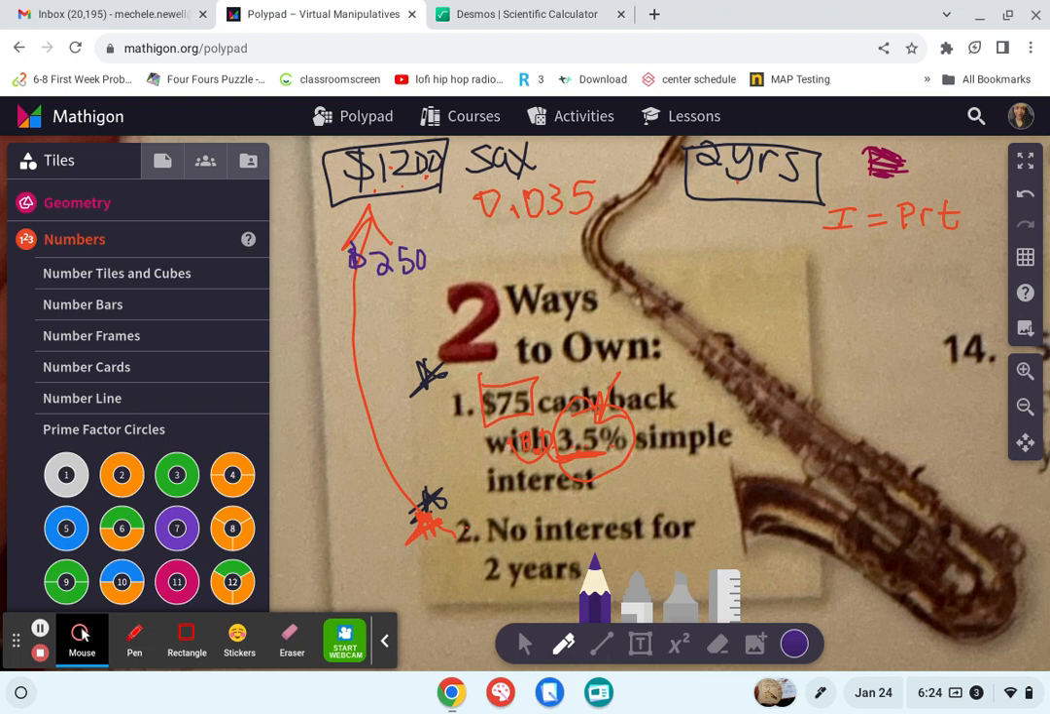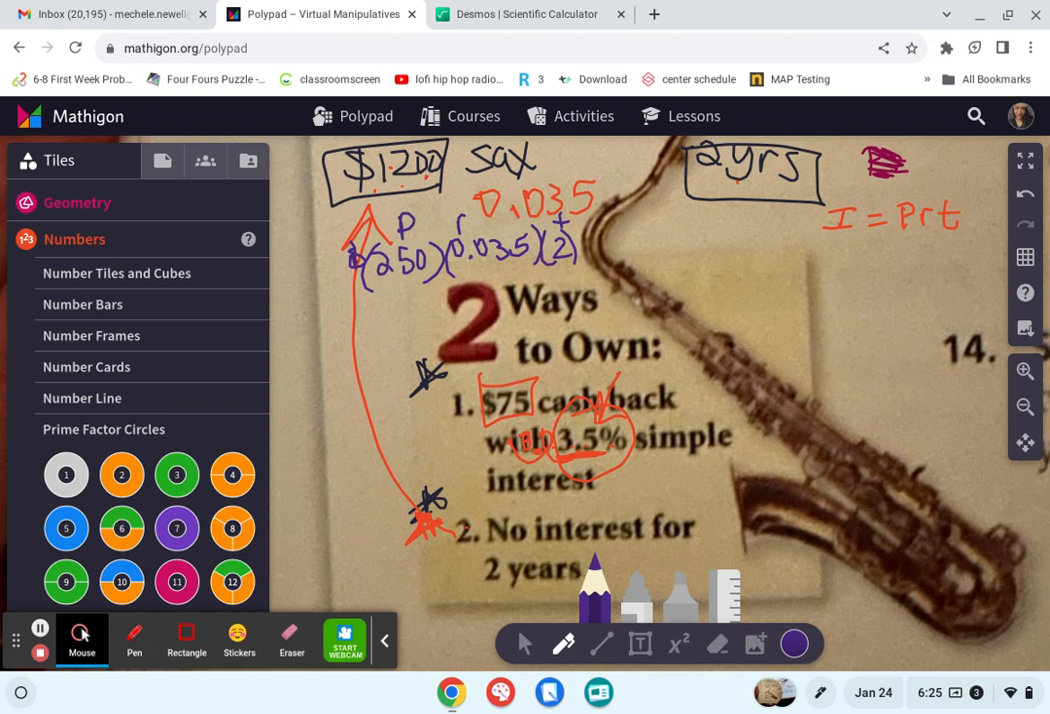And then add the $75 cash back. So let me walk through the problem for you. I've got $250, that's my P. My rate is 0.035 and my time is 2. So I'm going to multiply all these, right?